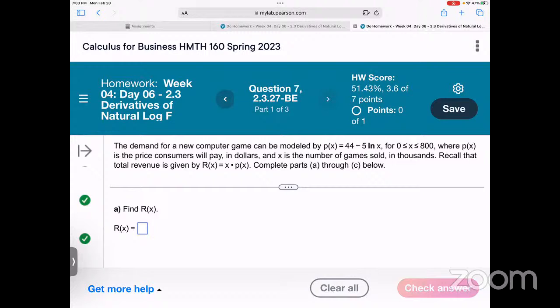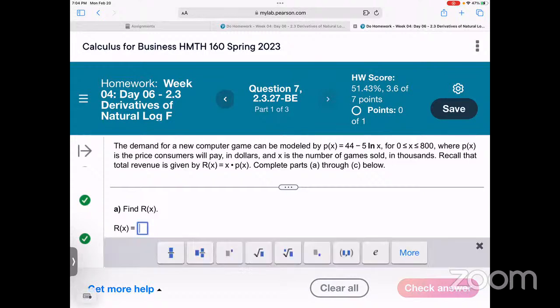Okay. So it says the demand for a new computer game can be modeled by this function, right? Where X is between 0 and 800, where P of X is the price consumers will pay in dollars and X is the number of games sold in thousands. Recall that total revenue is price times the number of units produced and sold. Okay, so find the revenue function. So basically take the function that's given, multiply it by X, and that's it. All right. So if we distribute an X, we're going to get 44X minus 5X times the natural log of X, okay? All I did was multiply that by X.